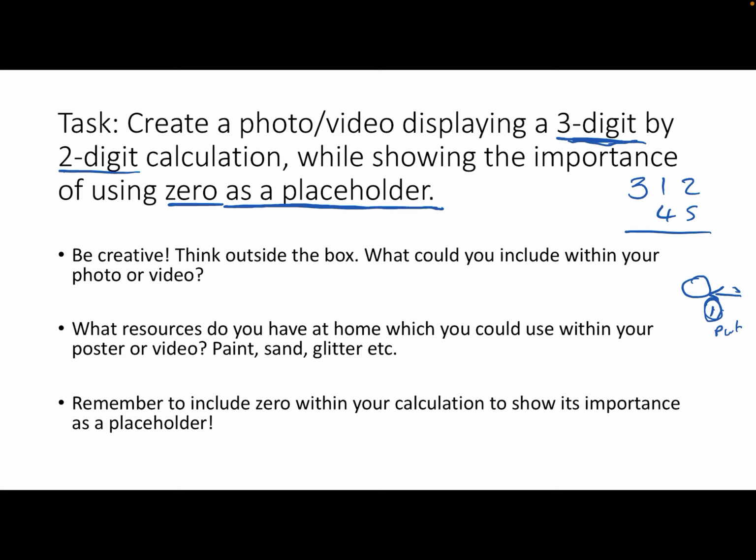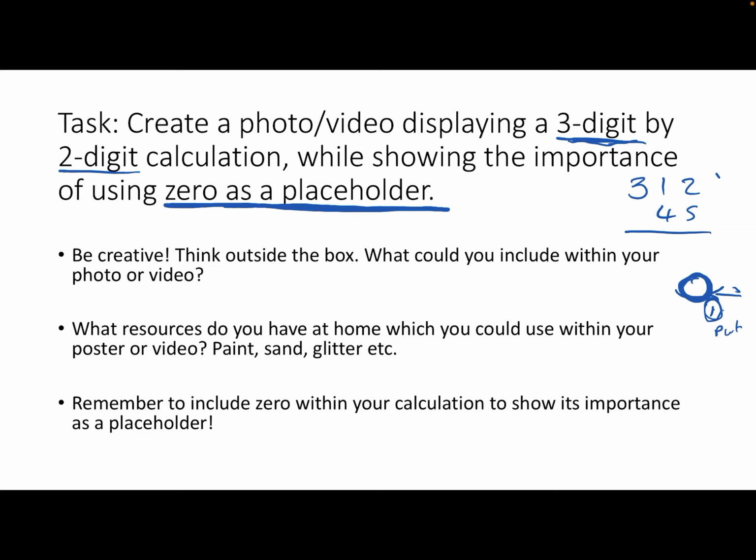Yeah? Use whatever you have at home to make a poster. The more colourful you can do it, the better. But the importance is to show 0 as a placeholder. It's this 0 down here. Yeah? You might also talk about it in your calculation up here. But this is the main one, putting that 0 in. Remember to include 0 within your calculation to show its importance as a placeholder.